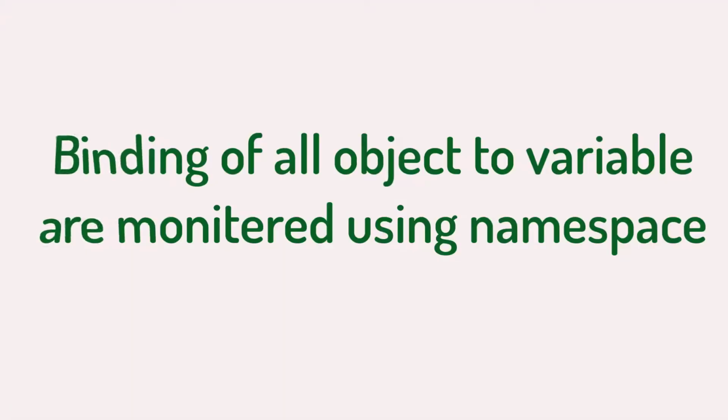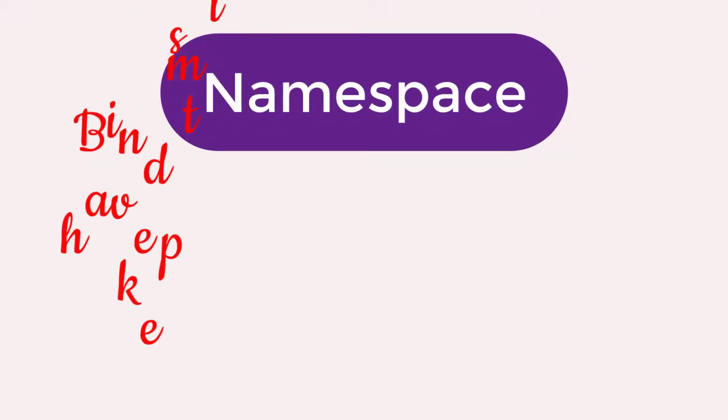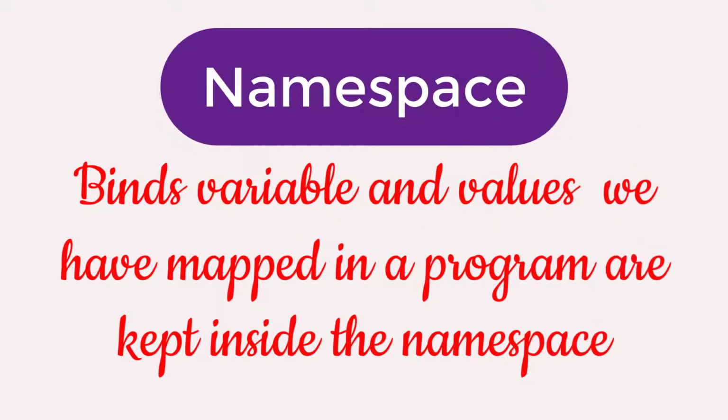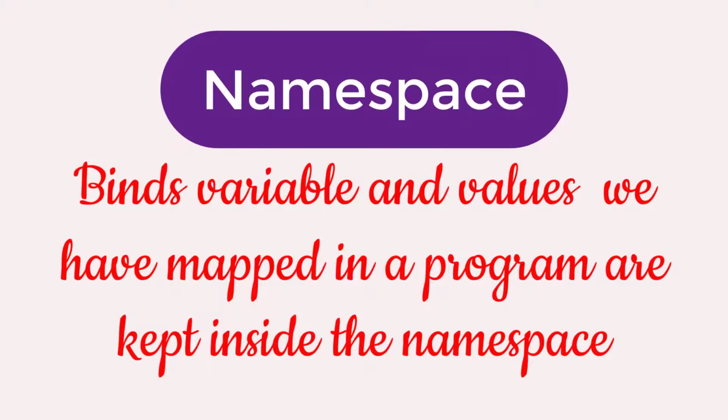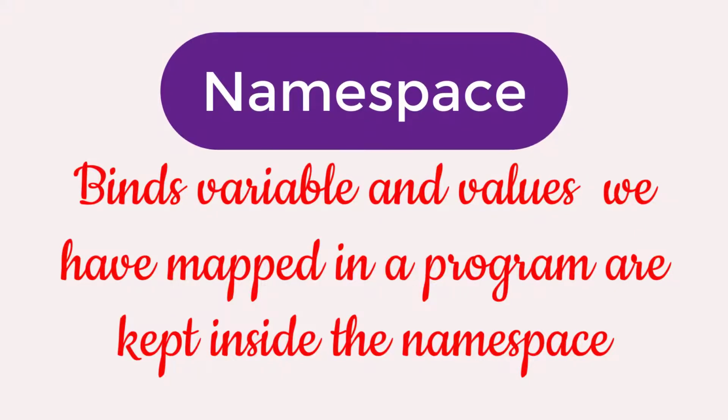The bindings of all these objects to variables are monitored using a namespace. So now a new concept called namespace has come. A namespace is nothing but it just binds what all variables and values we are mapping in a program. Those details are kept inside a namespace. So let's see what a namespace is.